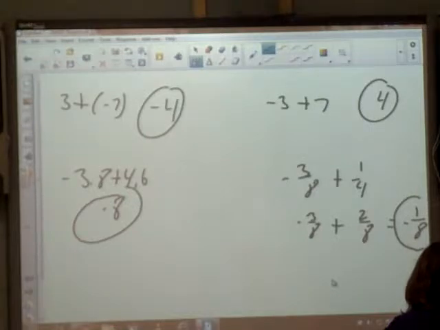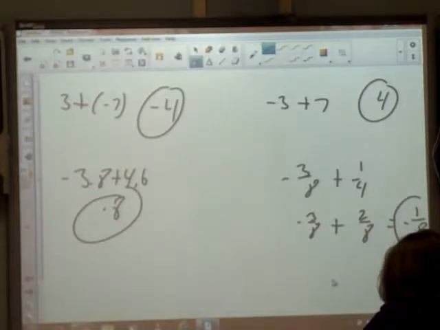Okay. Any additional questions? Nope. We did same signs, we did different signs. Everybody good on addition? All right, going to subtraction.